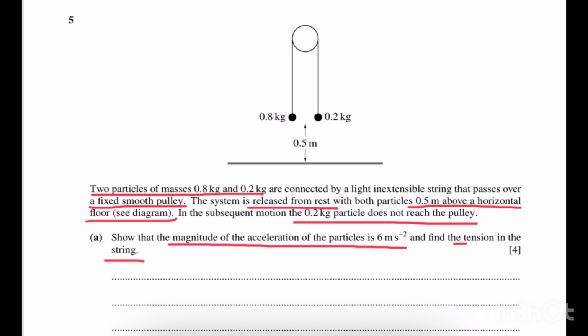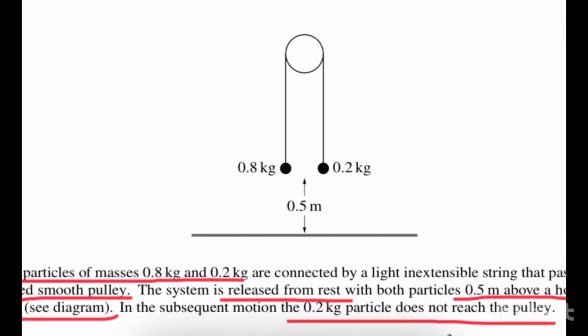So in order to find the tension and the acceleration, first we need to be sure of the direction of the tension as well as the direction of motion. So we are given these two particles, and let's resolve the weight first. So this is 0.8 kg, so that means that it will move downwards. There will be a downward force of 8 N and this will be 2 N. So we know that 8 is greater than 2. What that means is that this 0.8 kg particle will move downwards while this 0.2 kg particle will move upwards.